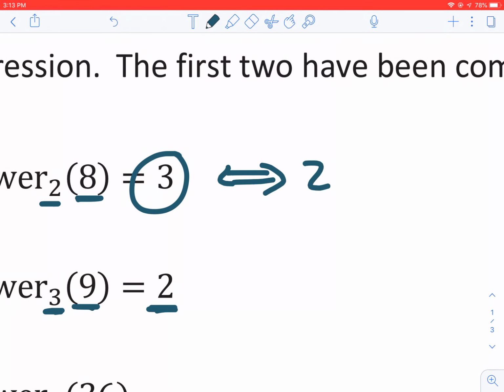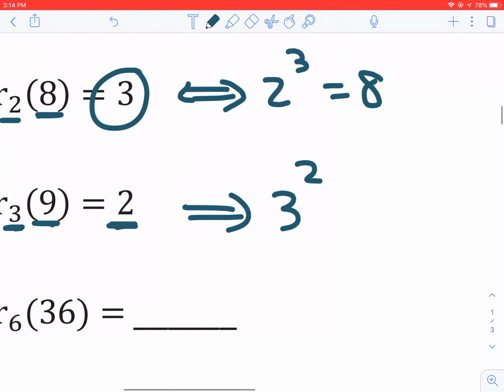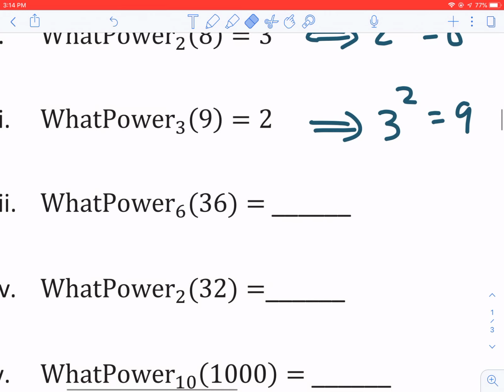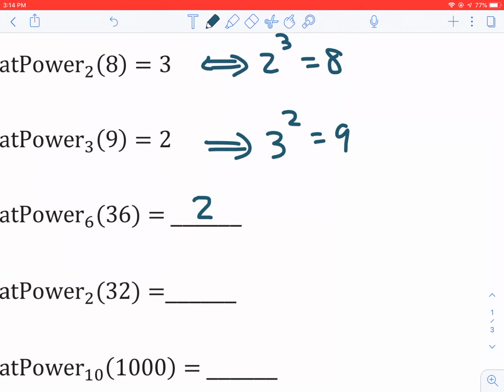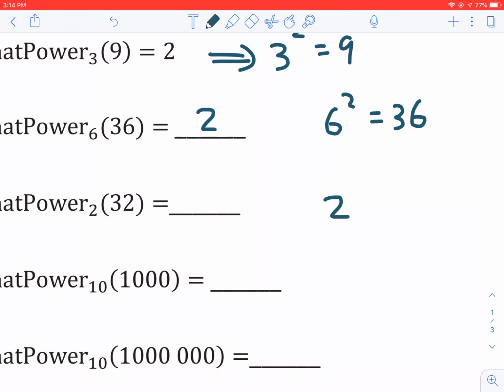In other words, this can become 2 to the 3rd power is equal to 8. This is becoming 3 to the what power? 3 to the 2nd power is equal to 9. So this next example says, what power of 6 is 36? 6 squared is 36. This is saying 2 to the what power is 32? I can call this an x here for the what power. So 2 to the 5th power is 32, so that is 5.